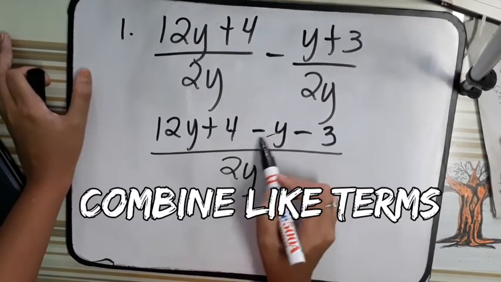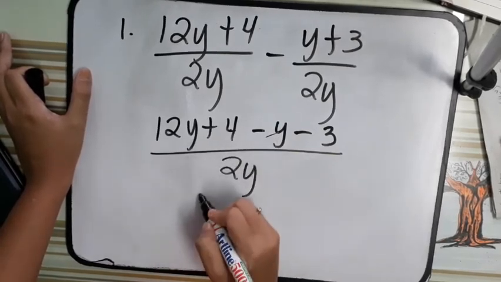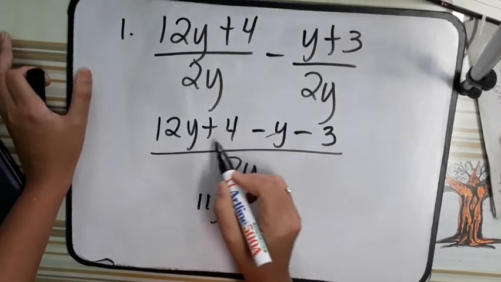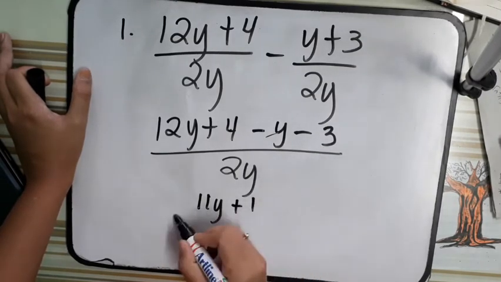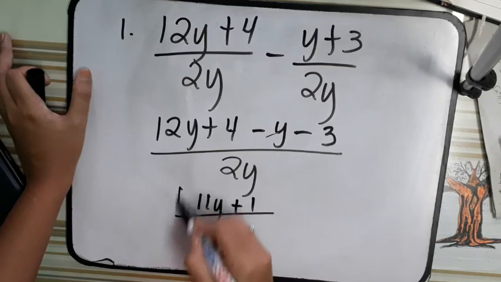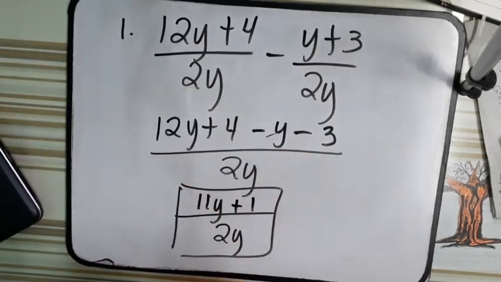Now, let's combine like terms. 12y minus y, they were the same. They were like terms, I should say. So 12y minus y is equal to 11y. Then 4 minus 3 is equal to positive 1 over 2y. That will be the difference of the given fractions.